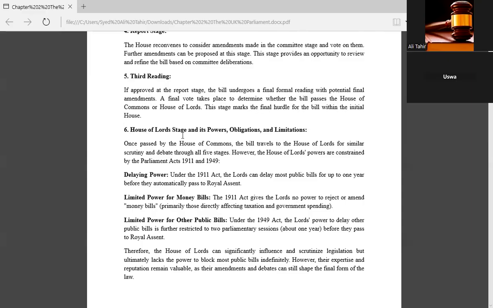However, if the House of Lords is in play and its powers and obligations are there, then we must remember that it cannot stop a law from being enacted indefinitely, and especially money bills are beyond its power, post the Parliament Acts of 1911 and 1949, which have significantly curtailed their authority.